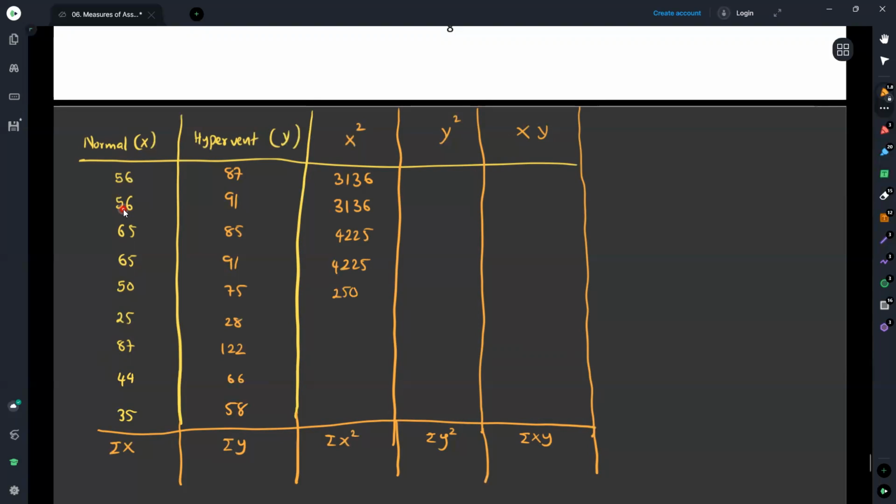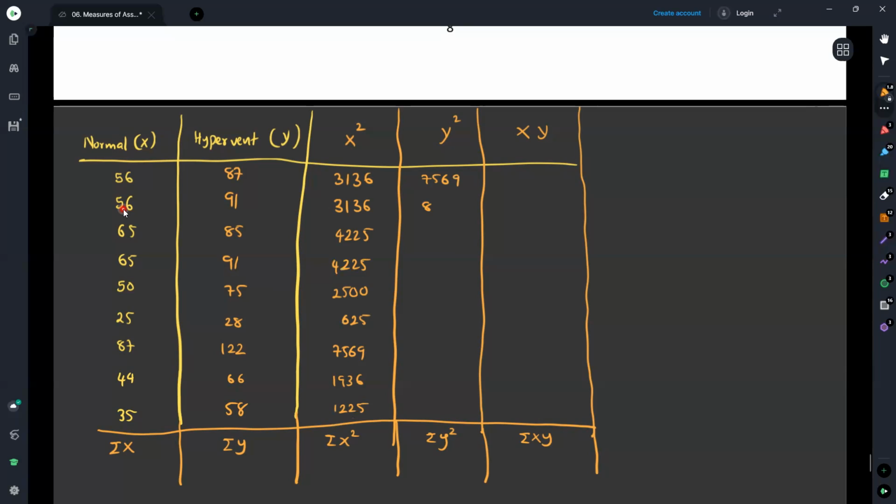Square term of 50, we'll get 2500. Then the next value is 625. Then 7569. Square term of 44 is 1936, and square term of 35 is 1225. Then we need to get the square term of the y variable as well. Then y squared, it is 87 squared. We can get it as 7569.